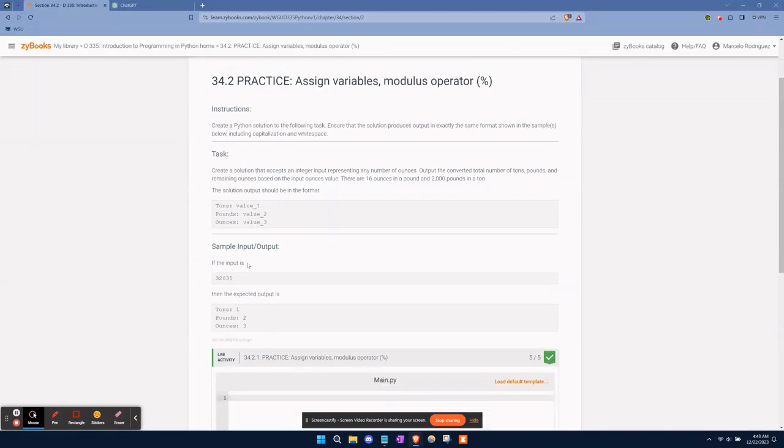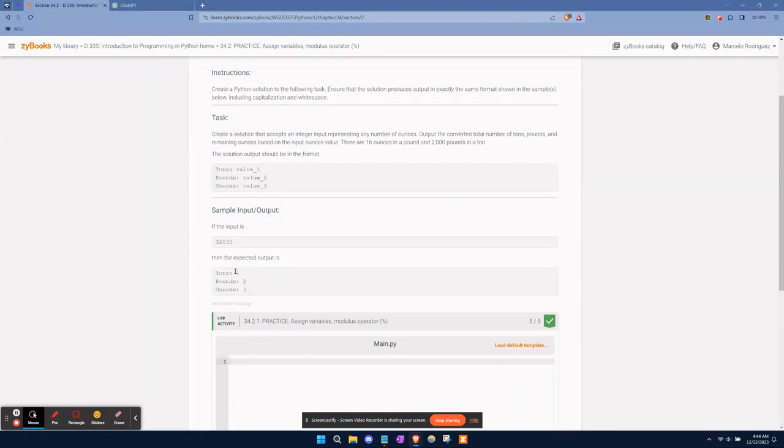So for example, if our program input, and again, if this is not familiar to you at all, go back and watch the first video, I explained kind of what this is. So if our input is 32,035, which would be ounces, because it's taking ounces as input, then the output is this: 1 ton, 2 pounds, and ounces is 3.